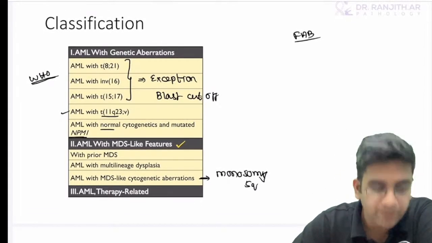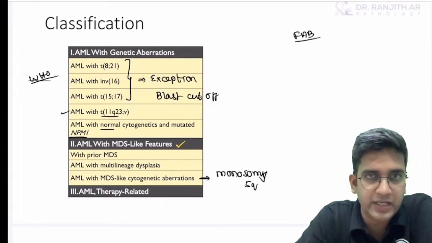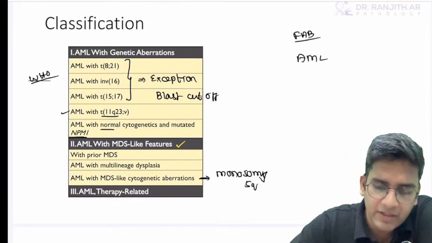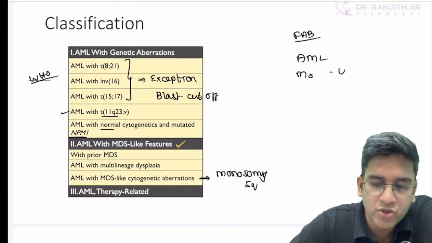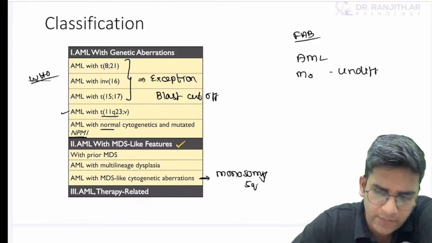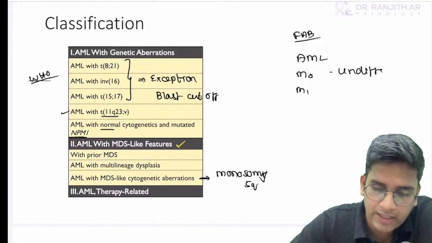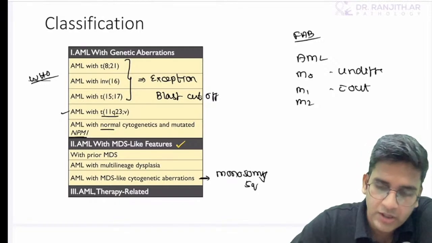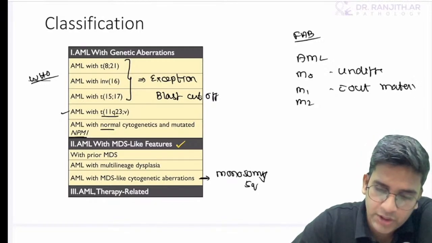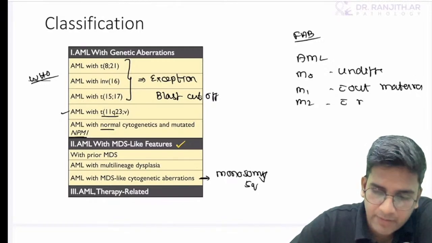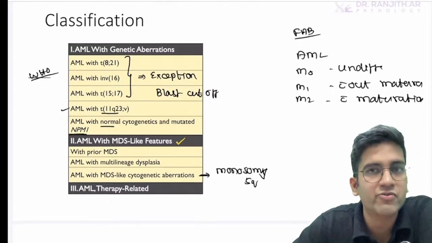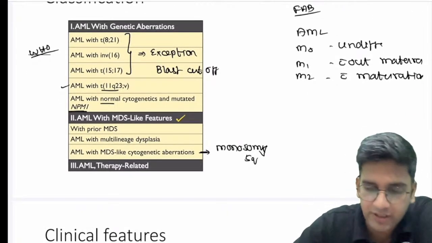This is the new WHO. If you want to write the French-American-British classification, please go ahead, right? That's a bit easier. So we have AML from M0. M0 is totally undifferentiated leukemia. We have M1 and M2. M1 is without maturation. It's differentiation but no maturation. M2 is with maturation. With maturation means I'll have more than 10% of mature cells, the cytes, everything, right?